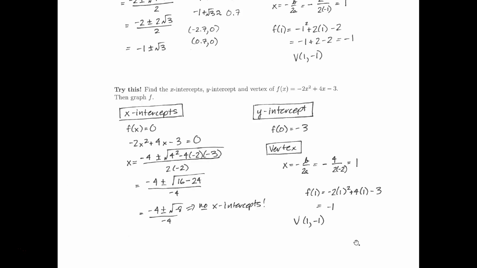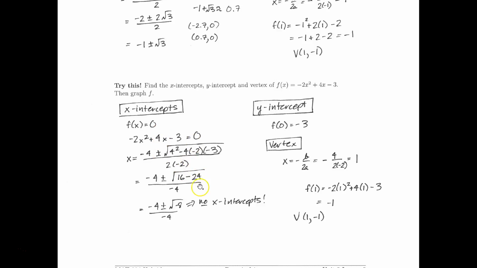Okay, so when I was looking for the x-intercepts, there were no factors of 6 that give me a difference of 4. So I used the quadratic formula, and we'll have 4 squared minus 4 times negative 2 times negative 3. That's going to give us a negative 24. So we'll have 16 minus 24, which is negative 8. So here again, we have a negative number underneath the radical symbol. That means that there are no x-intercepts. So it's going to be facing downward and have no x-intercepts.